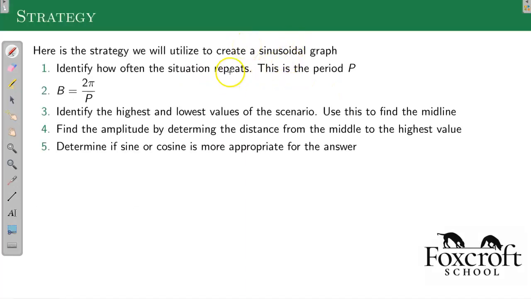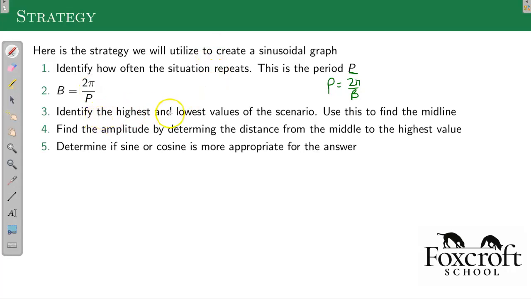So here's the general strategy. The first thing we're going to do is figure out the period for our sinusoidal graph, and we go backwards. The b value. Normally we were going forward, 2 pi over b, but we can go backwards if we move these things around. We also get the b value that's going to go into our equation is 2 pi over the period.